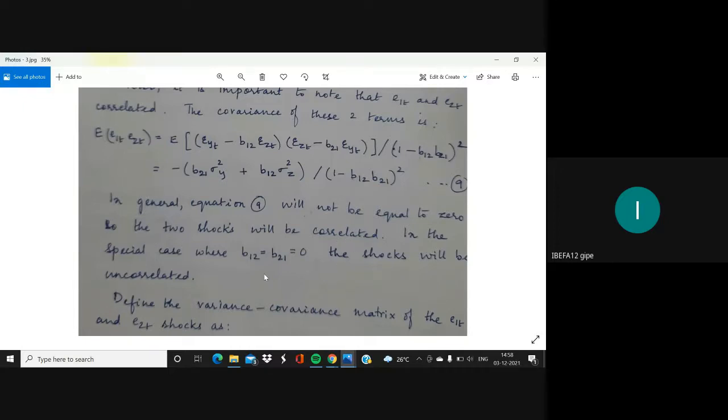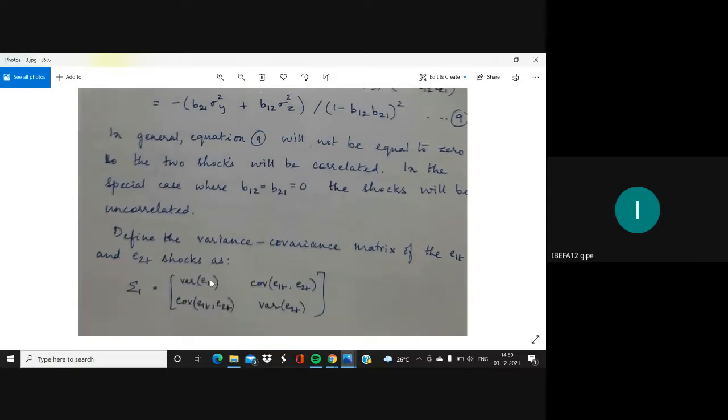Now only in the special case where B12 is equal to B21 and both are equal to 0, the shocks will be uncorrelated. Okay. So basically we are saying that if there are absolutely no contemporaneous effects in our VAR model, only then these two shocks, E1t and E2t, will be uncorrelated with each other. Otherwise, they are bound to be correlated with each other.